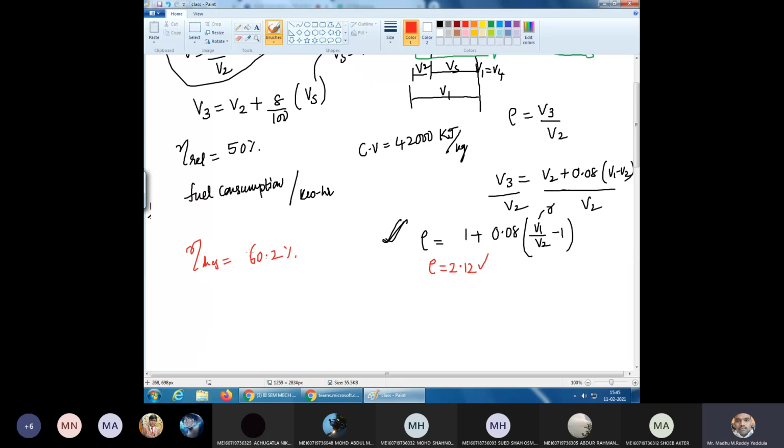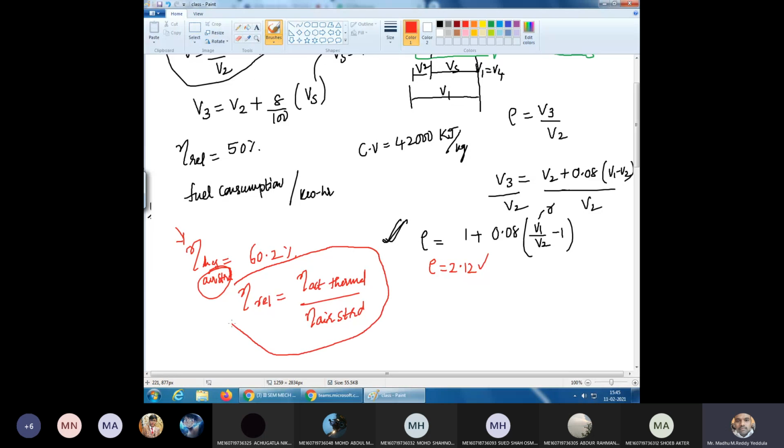Okay, right. So here relative efficiency is defined as the ratio of actual thermal efficiency to the air standard efficiency. So whatever efficiency we are getting is the air standard efficiency. What is meant by air standard efficiency? We are assuming air as the working fluid, then the efficiency obtained is called air standard efficiency. We calculated air standard efficiency, and relative efficiency is defined as actual thermal efficiency by air standard efficiency.